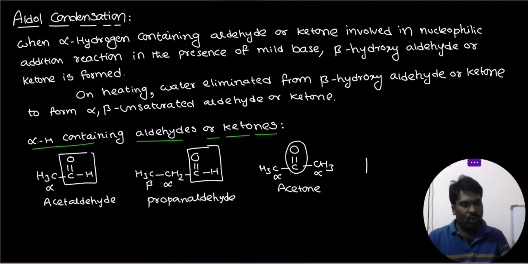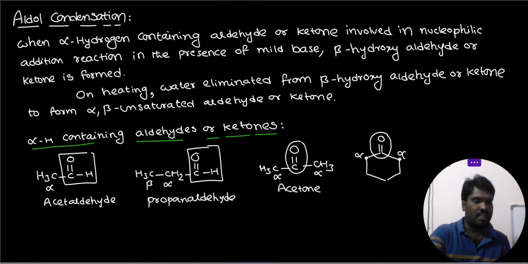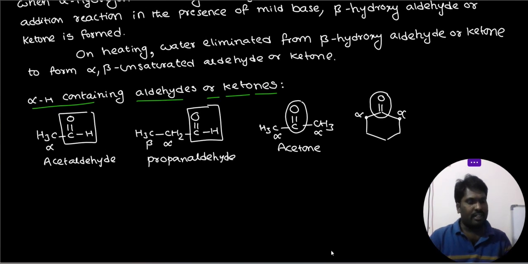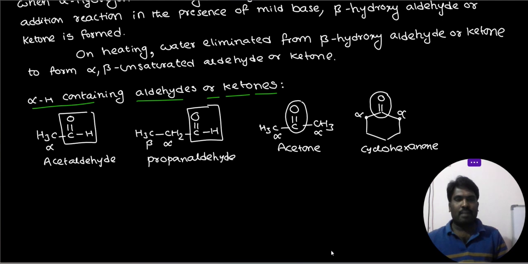Even cyclohexanone. This is the functional group, the adjacent carbon is alpha, and this is also an adjacent carbon, alpha. Here two alpha hydrogens are there, here two alpha hydrogens are there. So cyclohexanone is also involved in aldol condensation reaction. So these are the molecules that can participate in aldol condensation reaction.